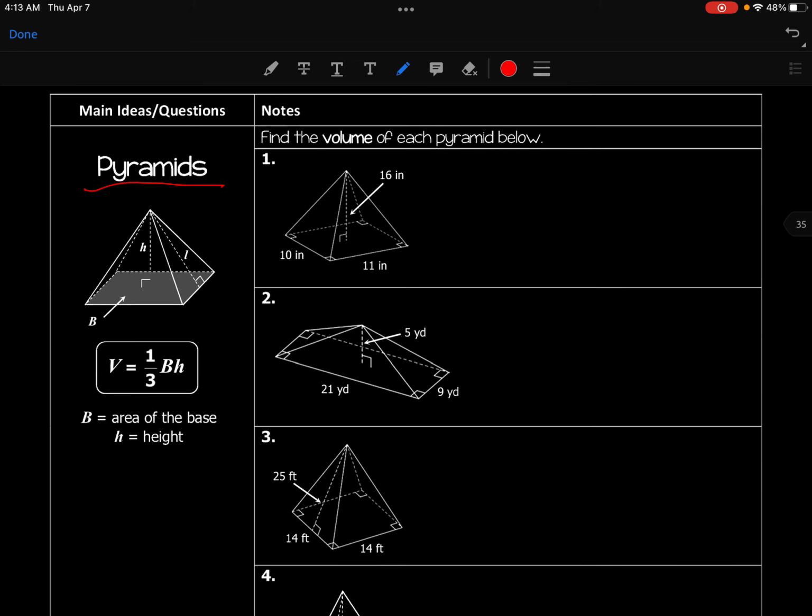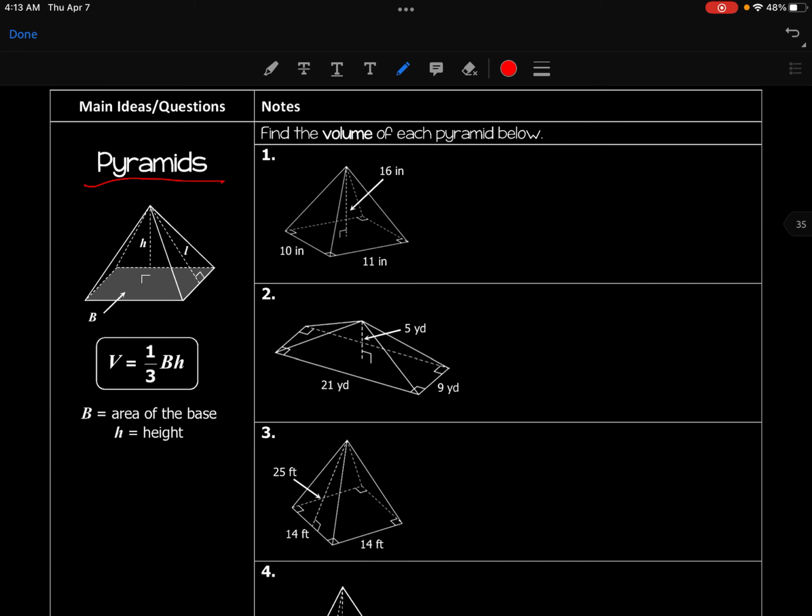This one's actually really simple. All it is 1/3. The volume is equal to 1/3 base times the height, where base is just this part right here. And the height is from the middle of the base to the vertex. Middle of the base to the vertex. That is the height.